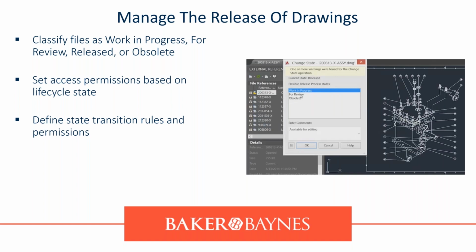All right, now, the entire process can be managed as well. You define what the transition rules are for moving from one state to another, and you can specify who has permissions to make these changes. You can also set up access permissions to files based on their lifecycle state. So, for example, you could make it so manufacturing or suppliers only have access to released data. All right. So let's carry on.